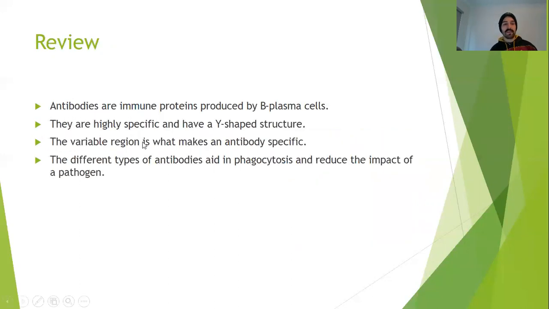So in review, antibodies are immune proteins produced by B plasma cells. They have that really specific Y-shaped structure, and we know it's got that variable and constant region, but it's the variable region that makes that antibody specific to a pathogen. And the different types of antibodies we discussed aid in phagocytosis and reduce the impact of the pathogen overall.